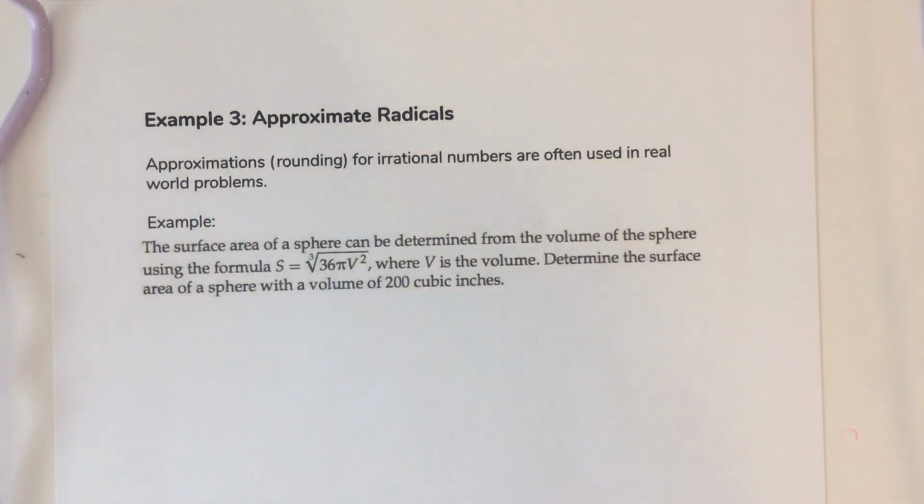The last thing we're going to talk about is approximating radicals. You're going to like this part because we get to use our calculator and we get to round. There's no simplifying, just being able to type it in. Again, approximations is just rounding. A lot of times with square roots, we have irrational numbers, so we'll just round, especially in word problems.